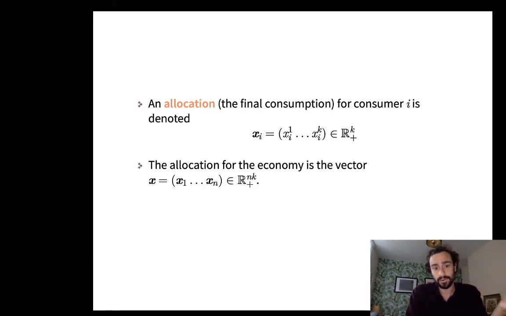So just as before, each allocation for consumer i is a vector that says how much of good 1 the consumer actually consumes in the end, how much of good 2, how much of good k. Then we have a vector of allocations for each consumer, so the allocation for the economy is itself a matrix, a vector of vectors, where each component x1, x2, xn is the allocation vector for consumer 1, consumer 2, consumer n, and that is what's written here on this slide.